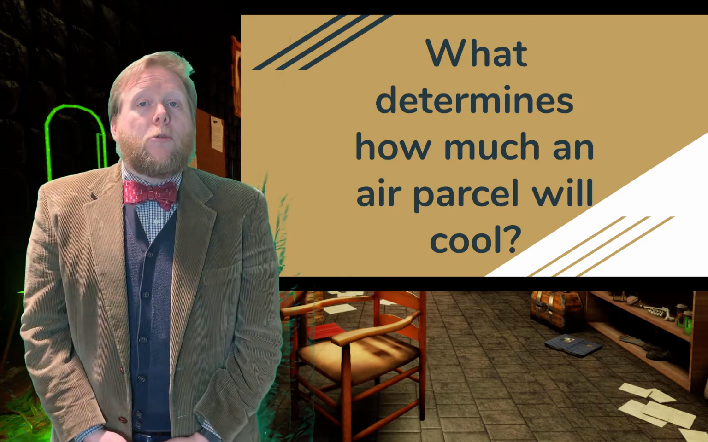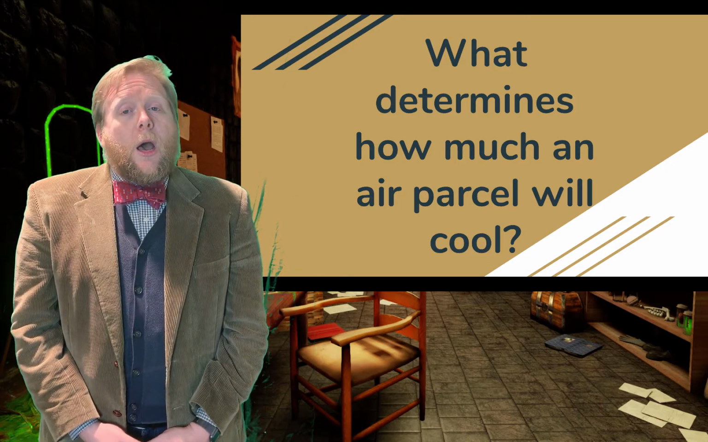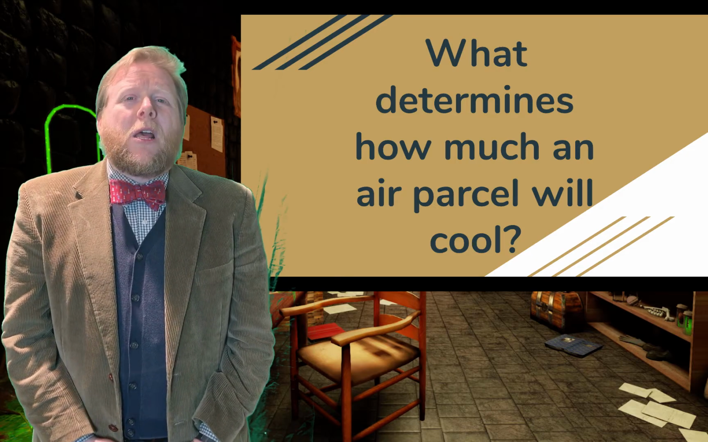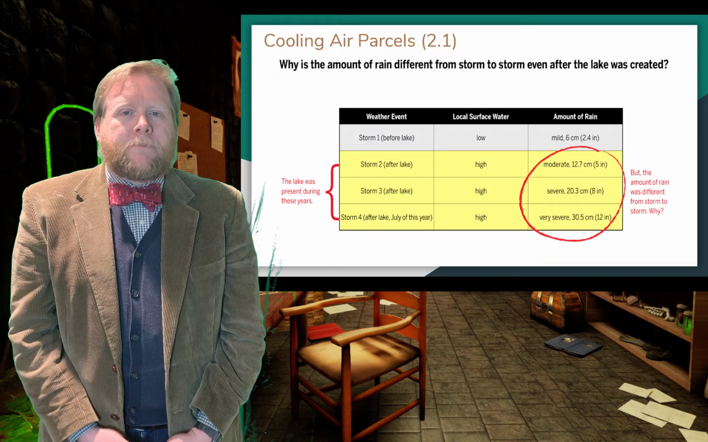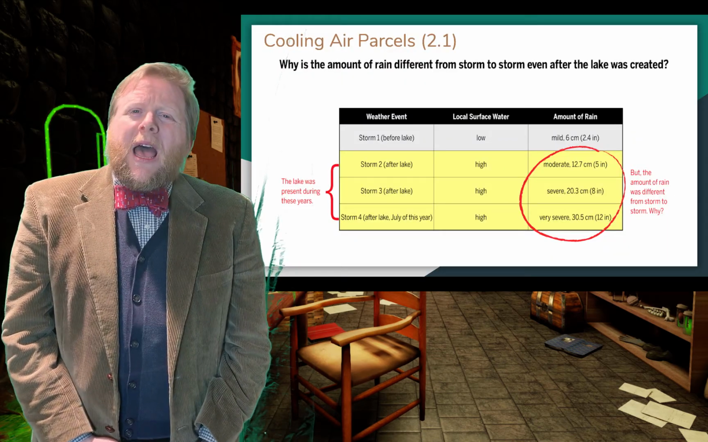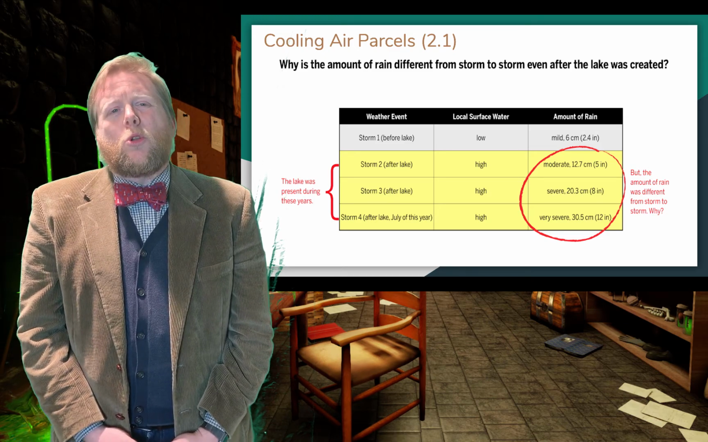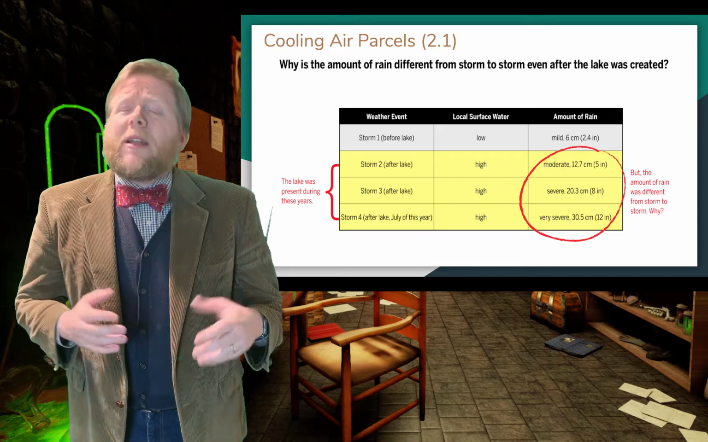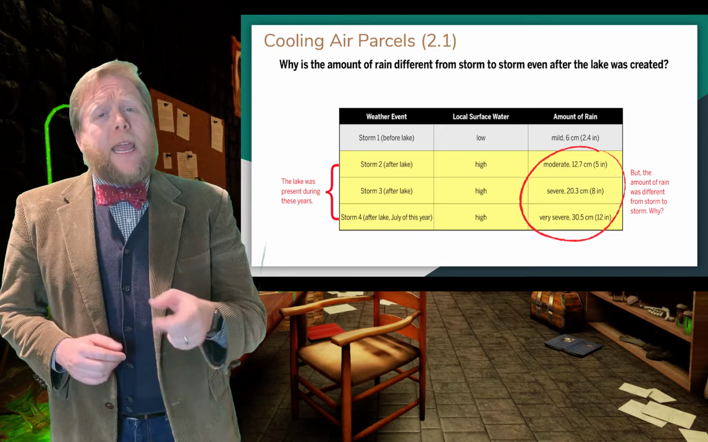And so we were looking in our question in chapter 1 at what's happening in Gale Town. Why are they having such large storms? So today we're going to answer that question. Well, what determines how much an air parcel will lose energy or cool down? So let's go ahead and take a look at the data for Gale Town.